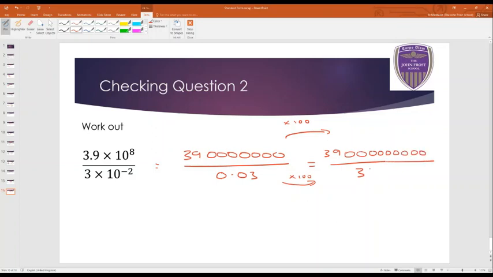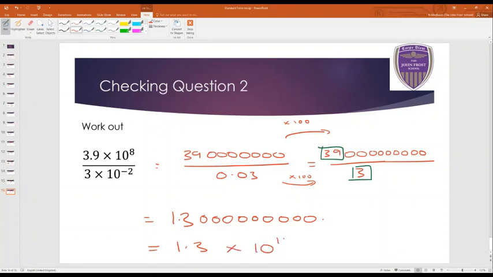It may look a little bit messy at the moment, but remember, when it comes to our dividing, we're only going to look at the numbers that are not zeros. So 39 divided by 3 is 13. So this answer will be 13 with 9 zeros on the end. Now we can write that in standard form. So 1.3, and then there are 10 digits in between, so 1.3 times 10 to the power of 10. Well done if you've got anything close to that, because that one was a little bit tougher.